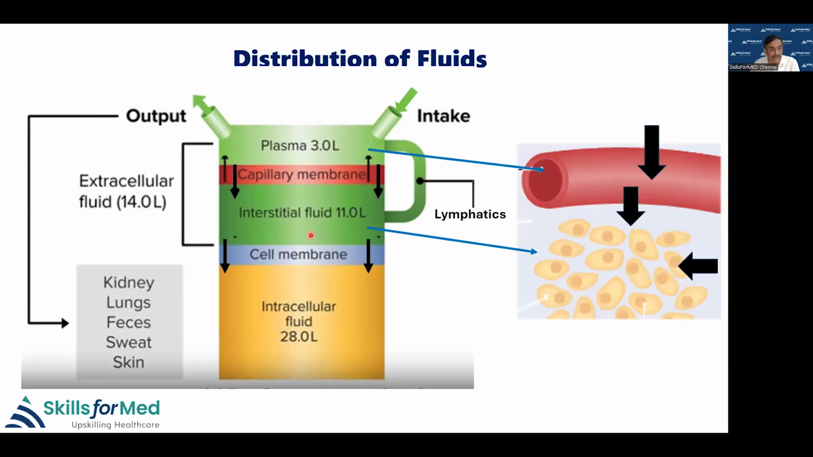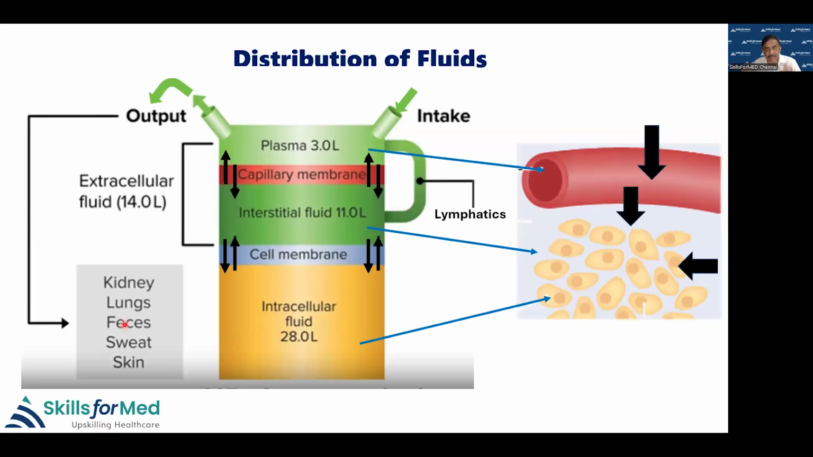And as we saw, the majority of fluid is inside the cells, which is about 28 liters of fluid for an average 60 kilogram human being. Now, this fluid also has to go out, and it goes into the interstitial fluid, and from there into the blood vessel, and then the output happens by way of the kidneys, the lungs, our stools, sweat, and the insensible loss happening through our skin all the time. This is how the fluid comes out of our body.